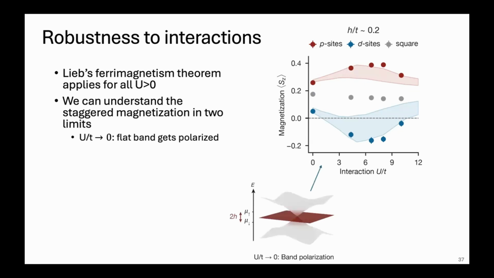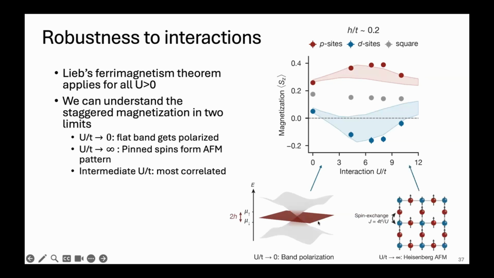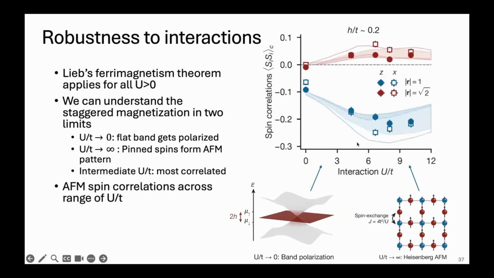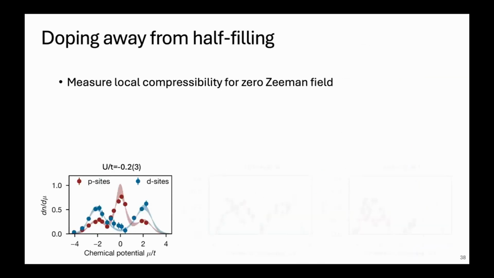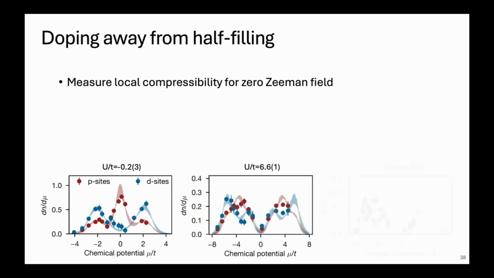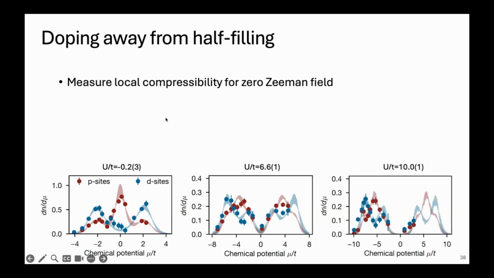So in the small interaction limit, you can understand it in terms of band physics, and the flat band gets polarized. But in the strongly correlated limit, you need this kind of antiferromagnetic picture. But the effect is actually strongest in between, as we were able to measure here. Of course, this is very robust, so we can dope away from half filling. And one curious thing is we measured the local compressibility, and interestingly, what you find is some kind of period doubling in that structure.